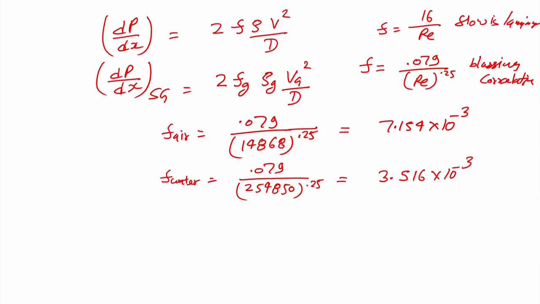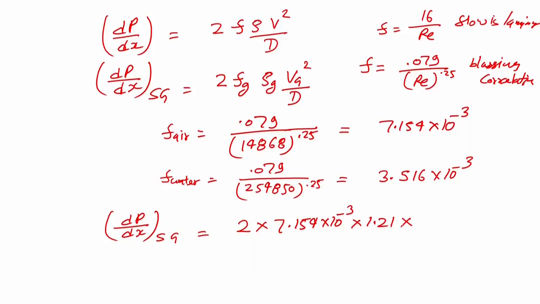So, now I have everything to calculate the single phase flow pressure drop for the gas and for the liquid. So, let us do that calculation. dP by dx for the single phase flow of gas will be 2 into f of gas or f of air, that is 7.154 into 10 to the power minus 3, into rho g 1.21, the vg was 4.178 square divided by 0.05, which is d, and if you calculate that, this value will come 6.044. Clear?